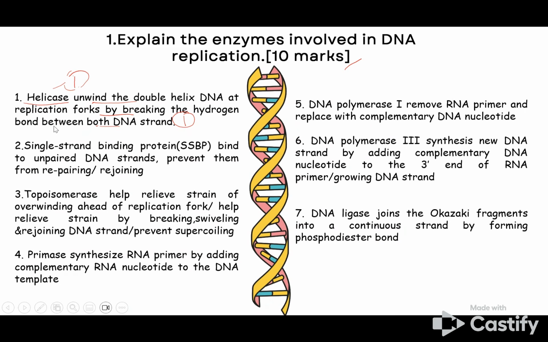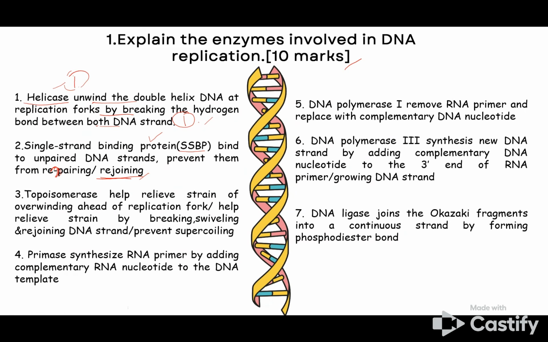Okay, right. So the first enzyme, helicase, unwinds the double helix DNA at the replication fork by breaking the hydrogen bond between both DNA strands. Must write completely. Second one, single-strand binding protein, SSBP, but do not write the abbreviation, write the complete term. It binds to the unpaired DNA strand, preventing them from re-pairing or rejoining. So you have to write the hyphen, because if you didn't write the hyphen, it becomes the word repairing, which gives a different meaning. So to be on the safe side you can write the word rejoining.